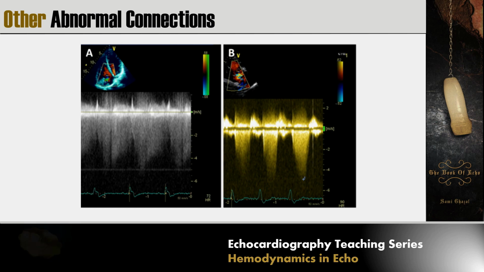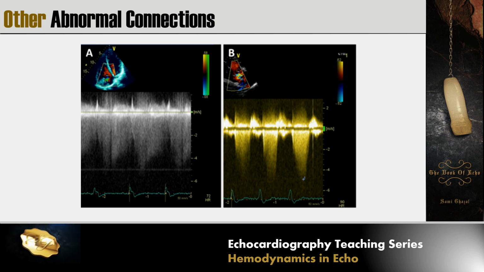Now I will talk about some abnormal connections. If we have any abnormal flow that we don't know where it's coming from or going to, we always have to analyze this flow by continuous wave Doppler as well as pulse wave Doppler. By identifying the pressure gradient and the velocity of this flow at different phases of the cardiac cycle, we can determine or guess which chamber it's coming from and which chamber it's going to.